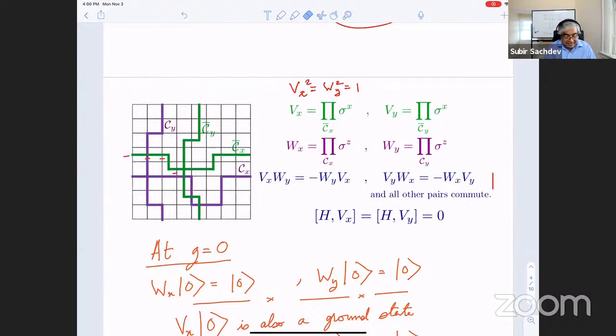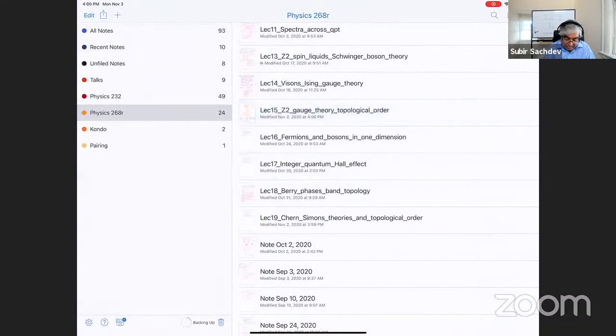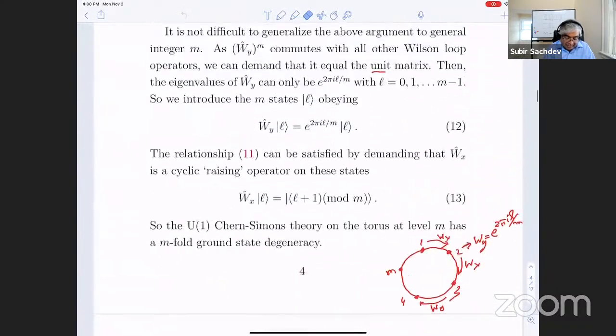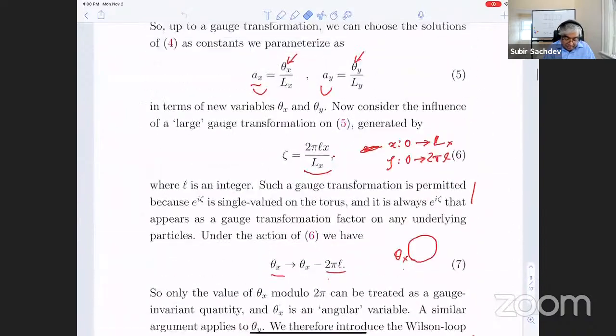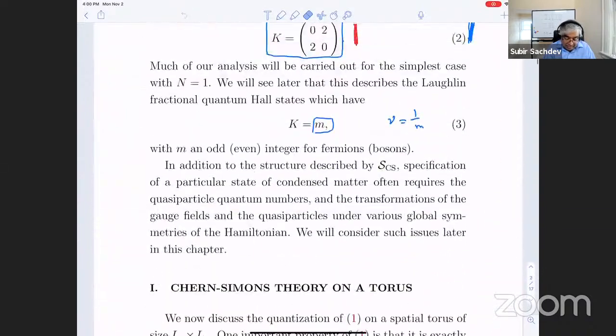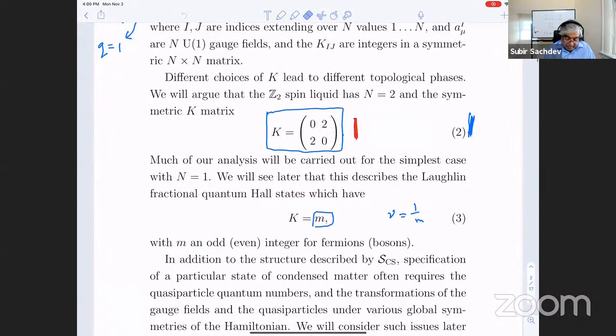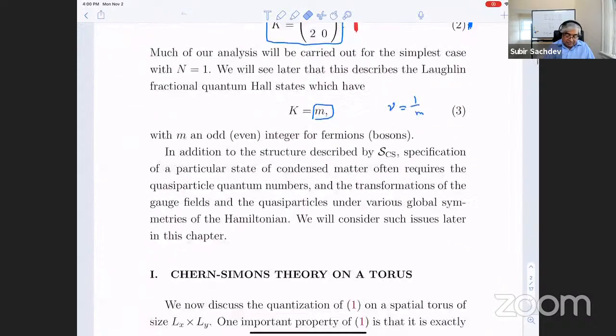Okay, so now you know why we introduced all of this, because this is exactly what you get from this very simple Chern-Simons gauge theory, which we have exactly quantized with no approximations for this K matrix. Okay. And the degeneracy is 4.